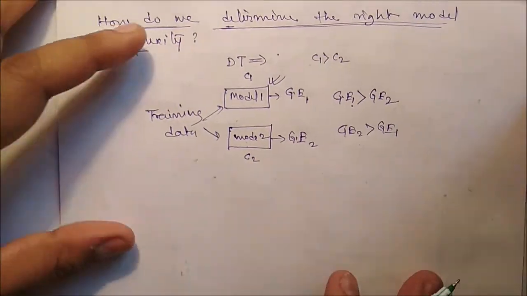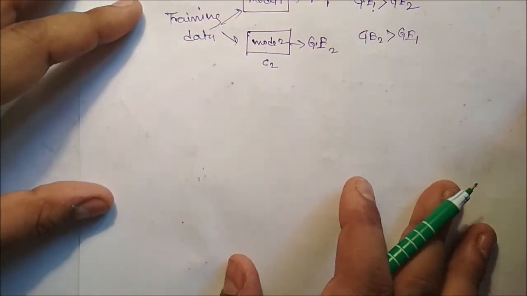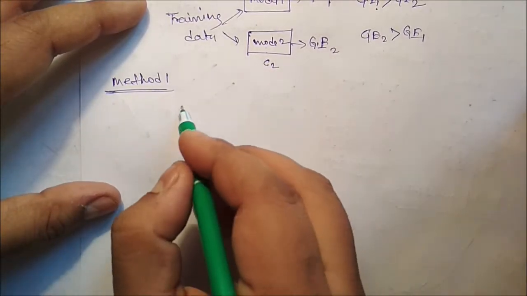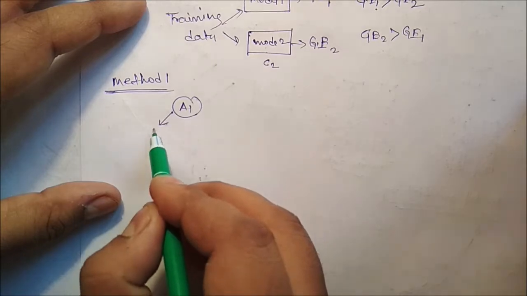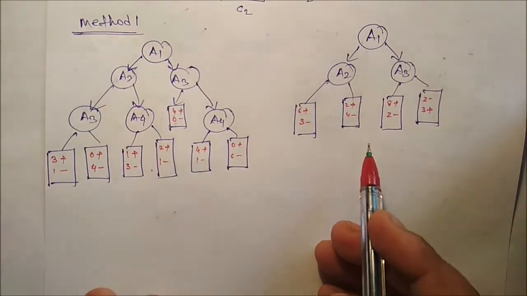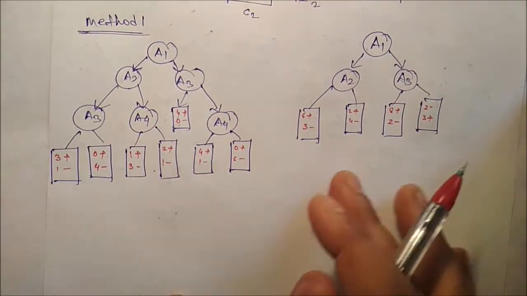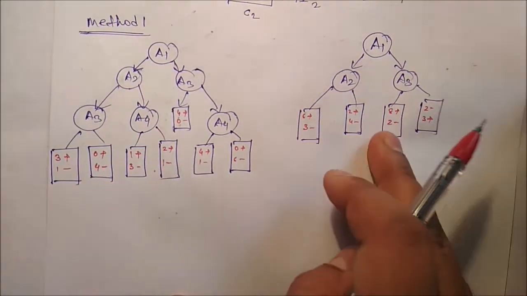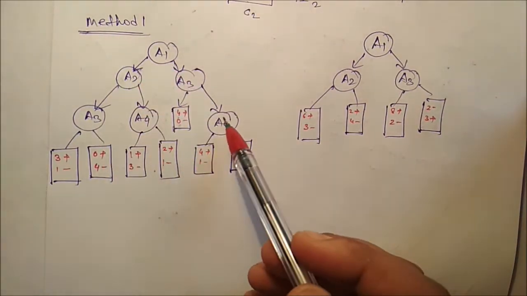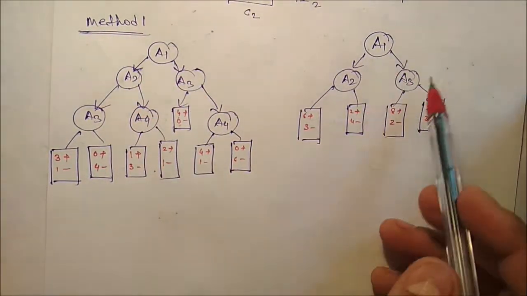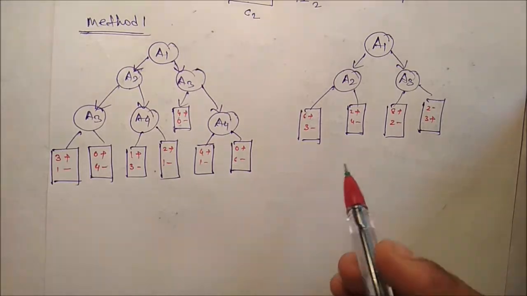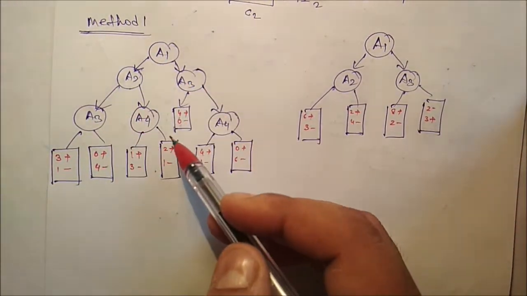Now we can see one simple example, method 1. Say we have created a decision tree. With the help of the same training data, we have identified these two models. The complexity of this model is much higher than this one. You can see how many internal nodes there are: 5 nodes here, and only 3 nodes here. Here 7 leaves are there, and here 4 leaves. So definitely this model is much more complex than this one.